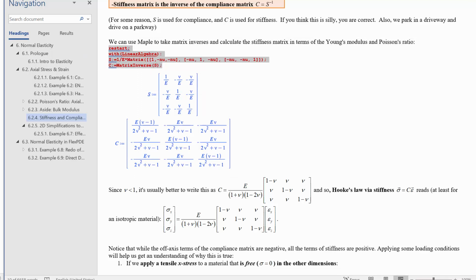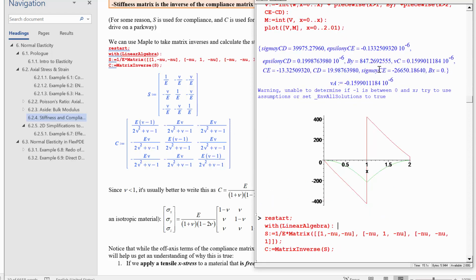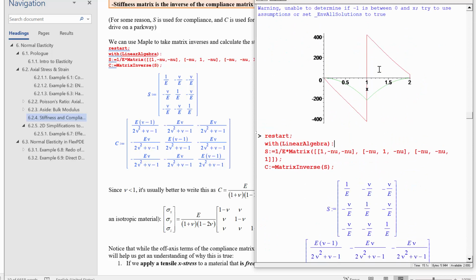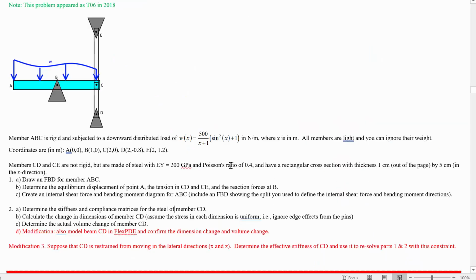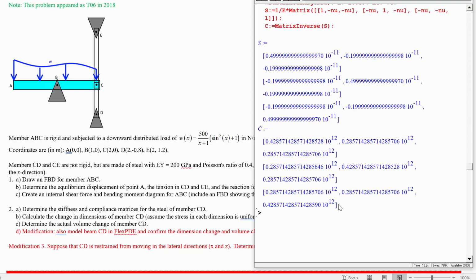So we'll take this code, go over to our Maple section here, and we can put in these generic ones, or better yet, we can put in that E is equal to 200E9 and nu is equal to 0.4, which were the things given at the start of this problem, and then work out exactly what the stiffness and compliance matrices are. Remember that this one is the stiffness matrix and this one is the compliance matrix.